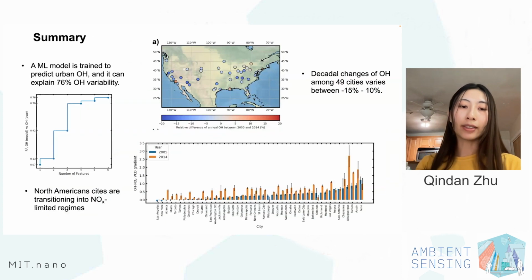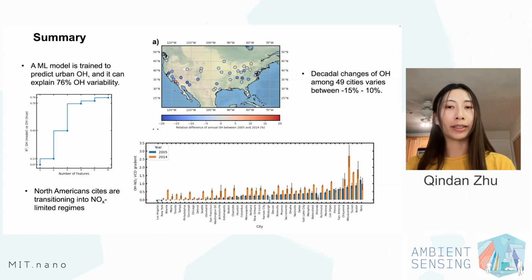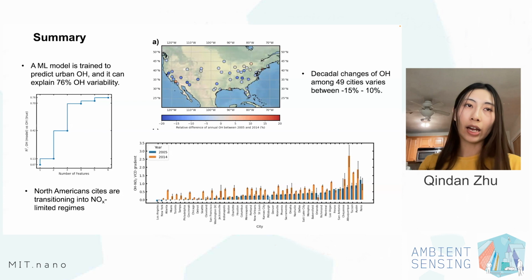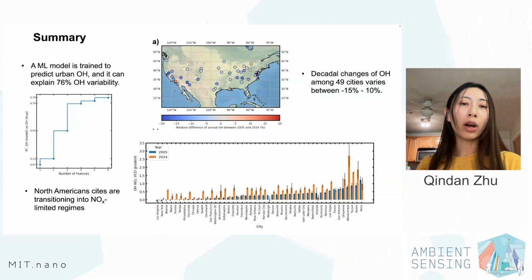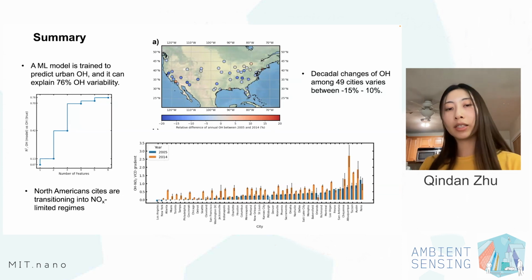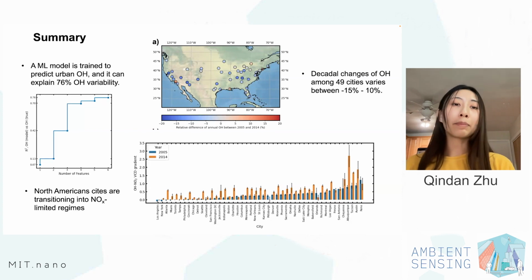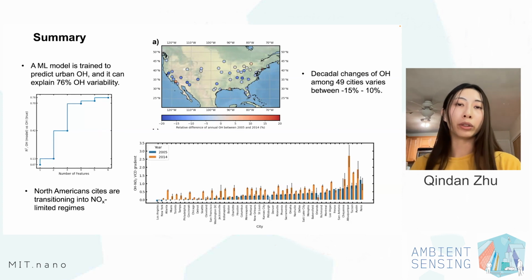I'd like to bring back some of the key figures to wrap up my talk in these last slides. First of all, I trained a machine learning model based on the chemical transport model, and then used this model to predict the OH trends over 49 North American cities. Combined with the satellite observations, we can use the OH predictions versus the NO2 column density to probe the shapes of the chemical regimes that provide insights for urban ozone pollution.